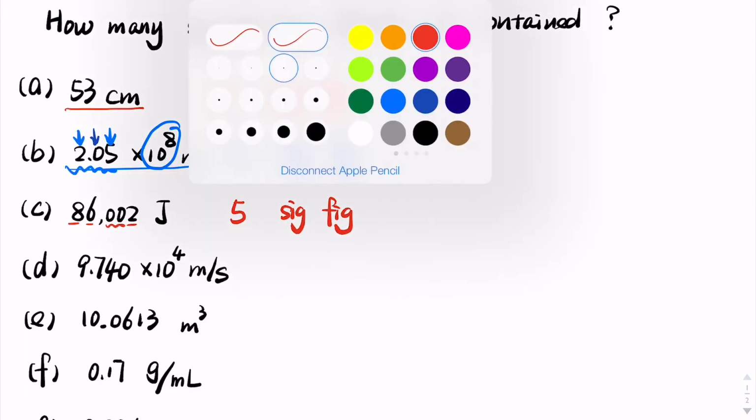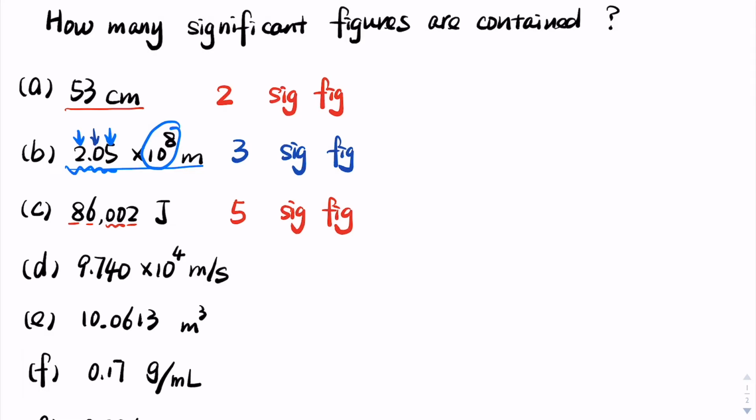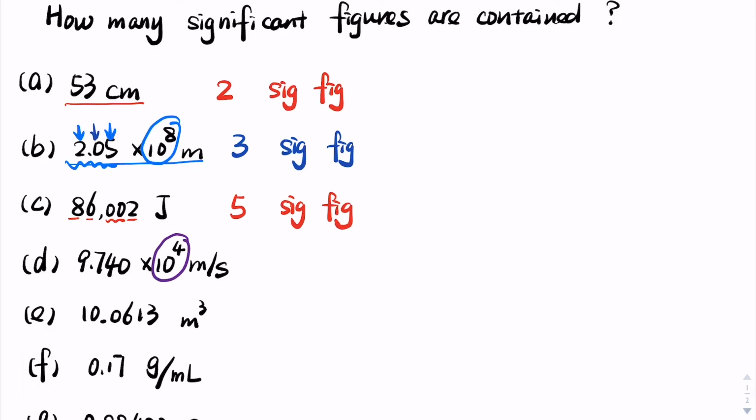Now let's look at D. Again we don't look at this 10 to the power 4, which means you have 4 zeros following. The way we express how precise or accurate the measurement is, we're looking at the front part, this 9.740. Same old rule: if you have non-zero numbers, they're all significant. So this 974 is all significant. And then let's look at this zero right over here.